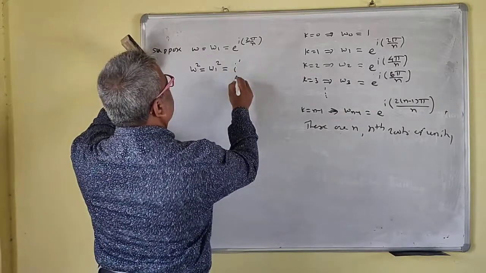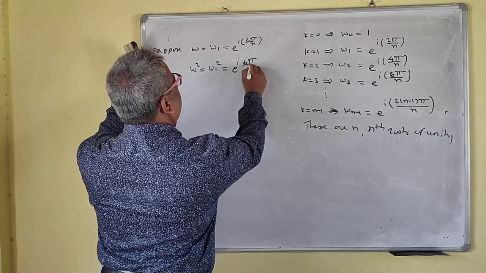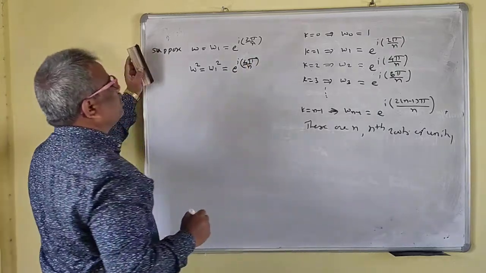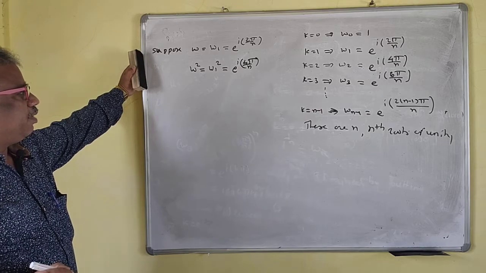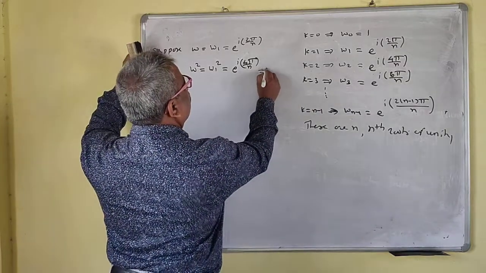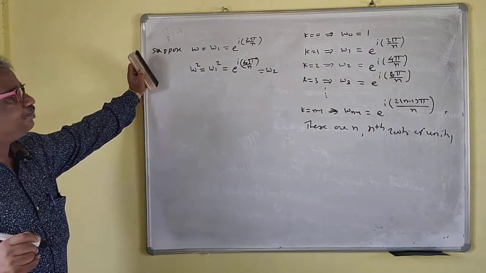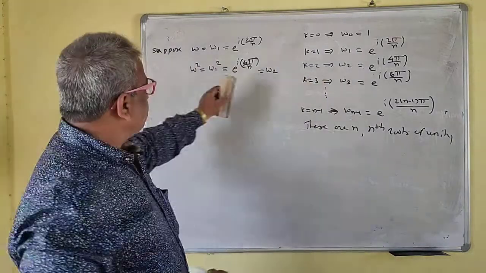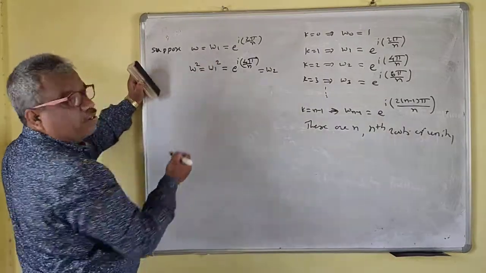So this is e raised to i 4π upon n, right? So omega, and that is nothing but omega 2 now. This is nothing but omega 2. Right? See, omega 2. So that means omega square is the same as omega 2. So omega is what? Omega 1.